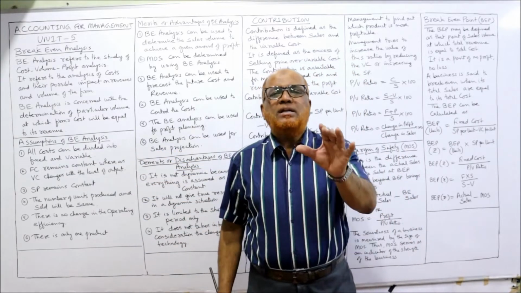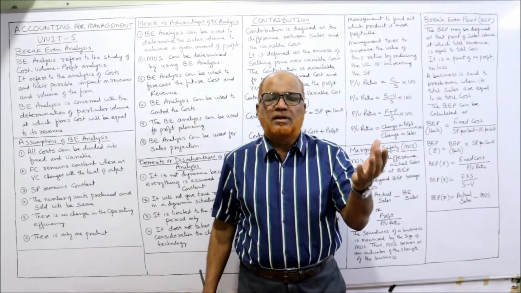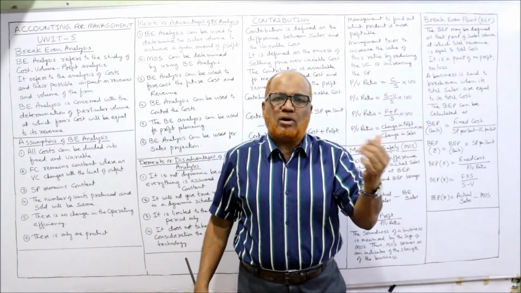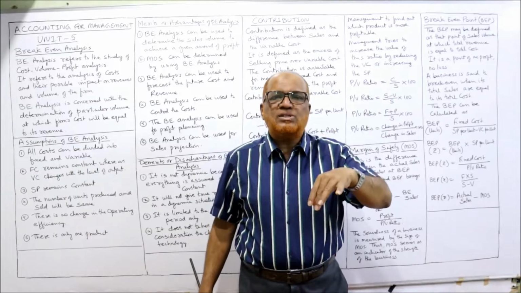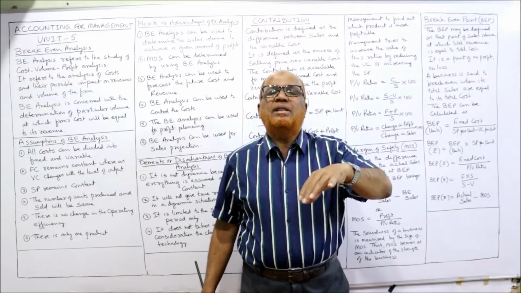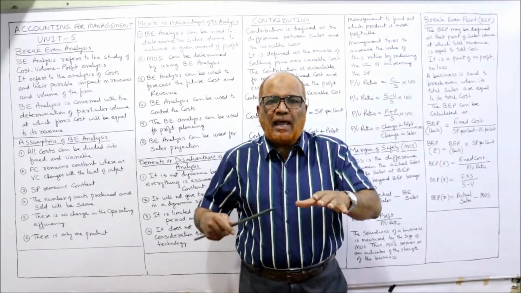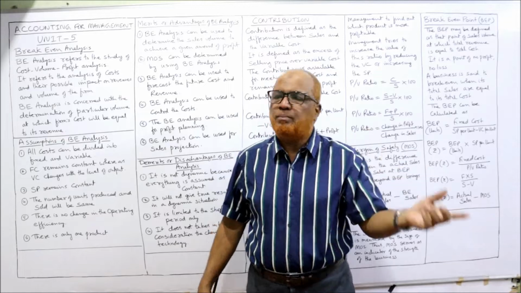That means, what is the relationship between cost, volume and profit? That means if volume is changed, what will happen to the cost? What will happen to the profit? Similarly, if cost is changed, then what will be the effect on the revenue? What will be the effect on the profit? Like this, we want to study the relationship between cost, volume and profit.